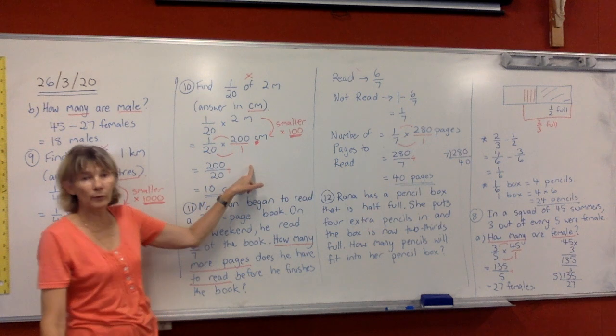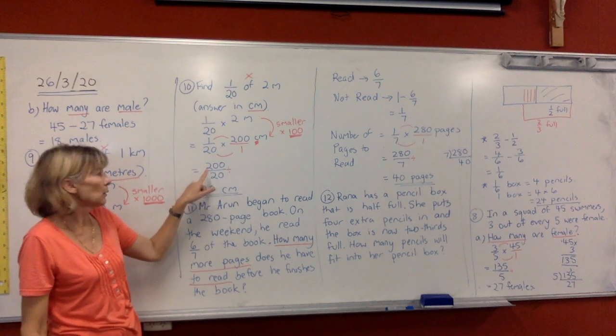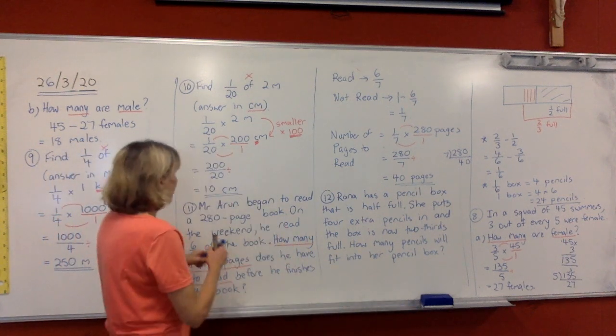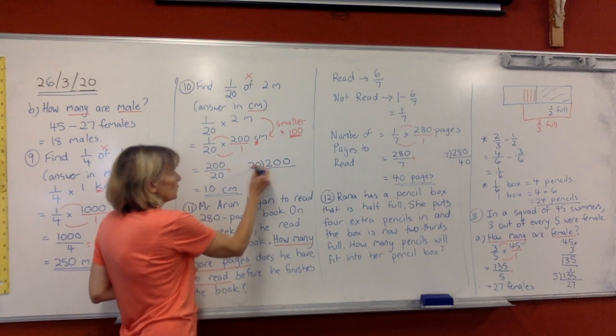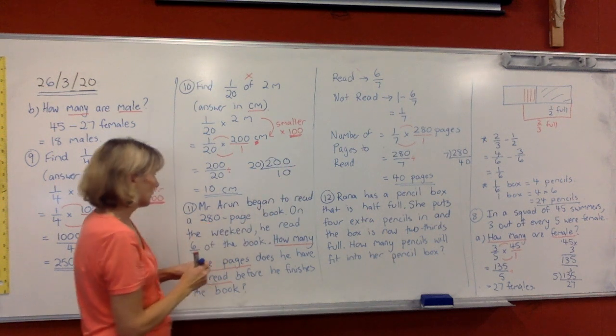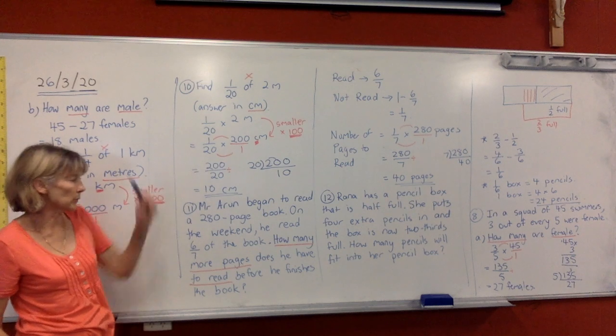Give that a denominator of 1, times your tops, times your bottoms, and we have 200 over 20. We're now doing that division. 200 divided by 20, some of you might know, but if not, just do it on the side. 20 into 20 goes once, and 20 into 0 goes 0. So we end up with 10 centimetres, the last units we used.